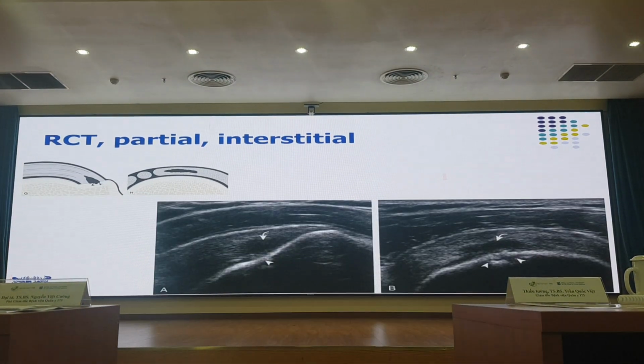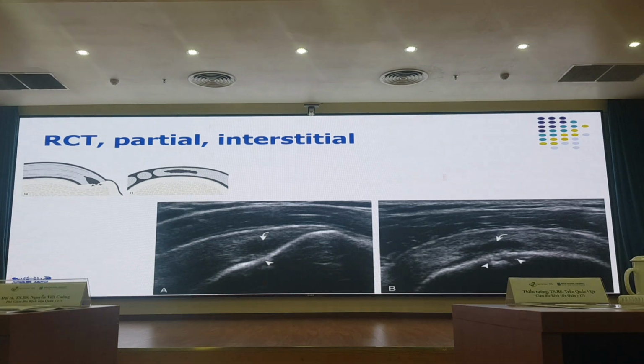The other pattern of the partial tear is the interstitial tear. The tear occurs between the articular and the dorsal side.